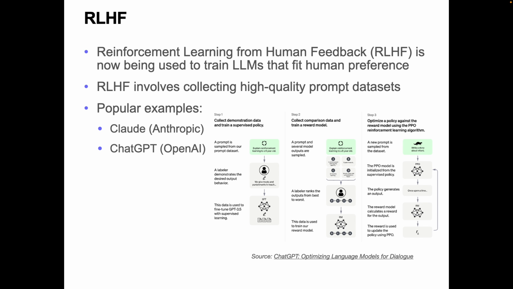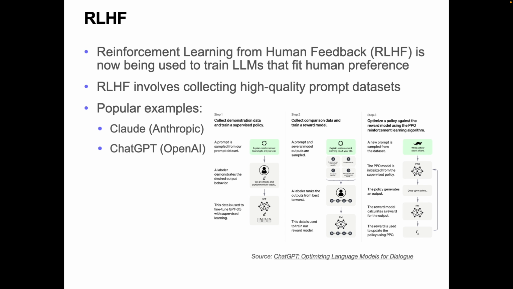A very popular topic today is reinforcement learning from human feedback, what is known as RLHF. This is being used to train language models to fit human preference, right? Language models, these large systems, can generate text. They're very good at that. But one thing they're not really good at is generating text to meet a specific preference, in this case human preference, right?